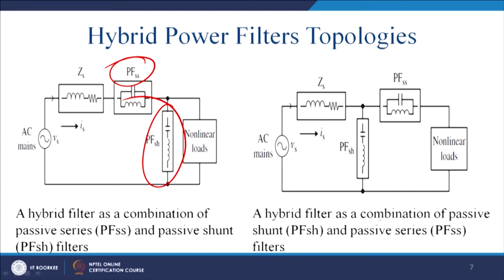And you see that there is a combinational variation. You have first the series passive, then the shunt passive. Here you have first the shunt passive, if you see from the source side, then you have the series passive. So, for this reason this kind of topology is said to be the hybrid power filter. The hybrid filter is a combination of the passive series and the passive shunt filter, and this type of topology is considered a hybrid filter.